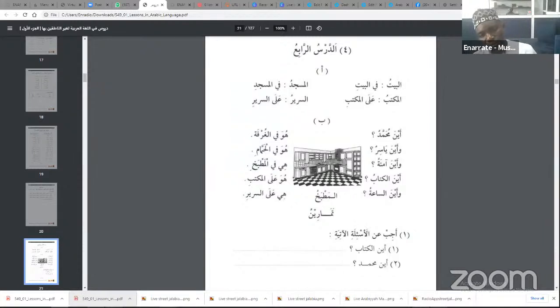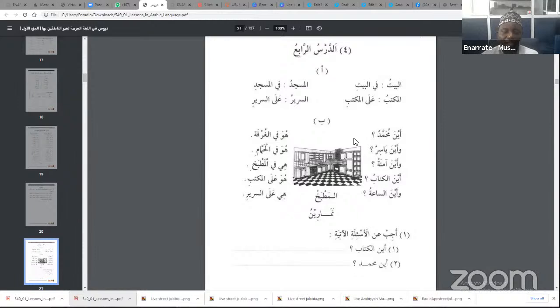Then on lesson 4, Adarso Rabi', what we learn in this lesson is the way to ask questions and give answers to the questions. For example, when you want to say aina, where is so and so. There are 3 things in this chapter. One, how to use aina, where is, then the appropriate pronoun for masculine and feminine to give answers to questions being asked. Number 3 is to learn some prepositions. Those are the 3 things you're going to learn in lesson 4 of this book.